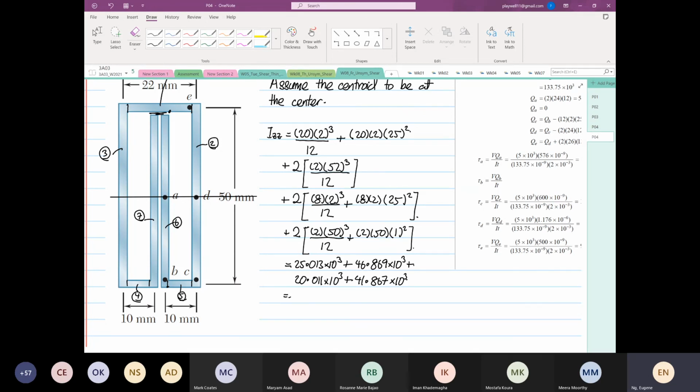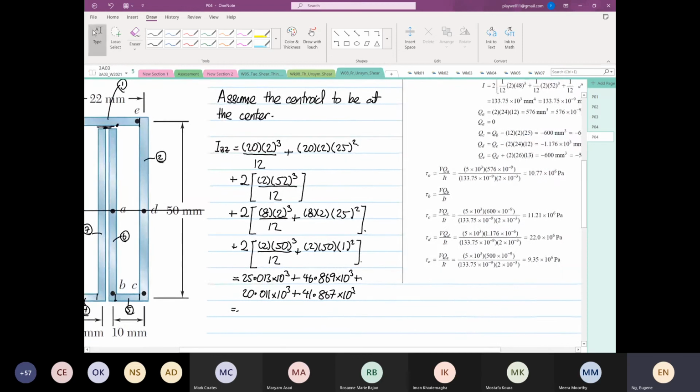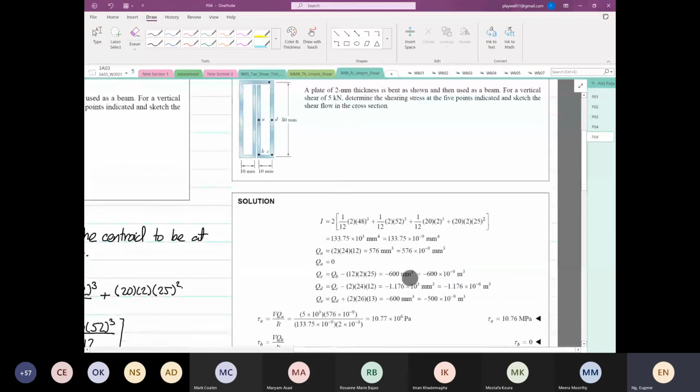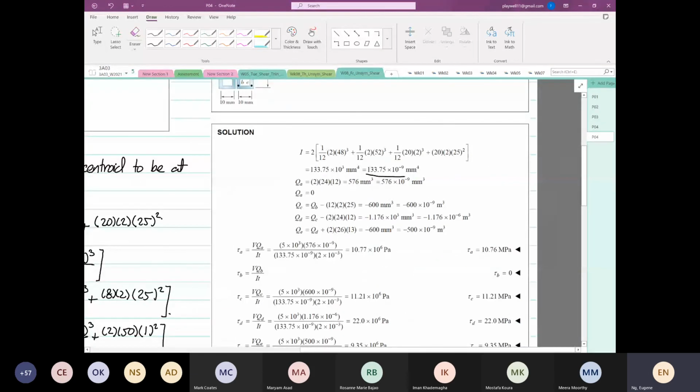So 25.013 plus by 46.869 plus by 20.011 plus by 41.867. I get 133.76. Okay, you get 133.75. Okay, so we are slightly off. So 133.76 times 10 to the power 3 millimeter to the power 4. Okay, let me do it again. 46.869 plus 20.011 plus 41.867 is equal to 133.76 times 10. So the solution states that it got 133.75. So we are close enough.